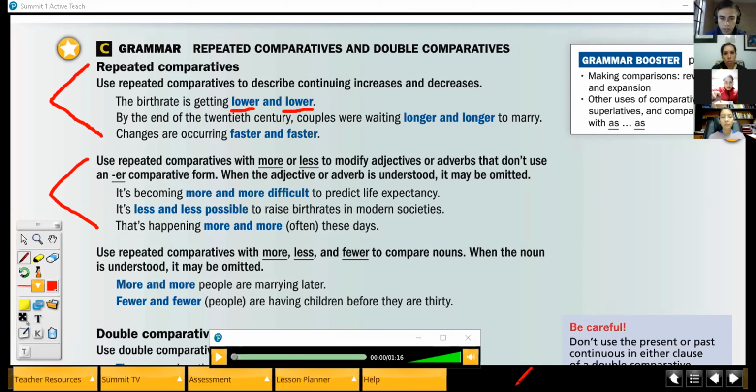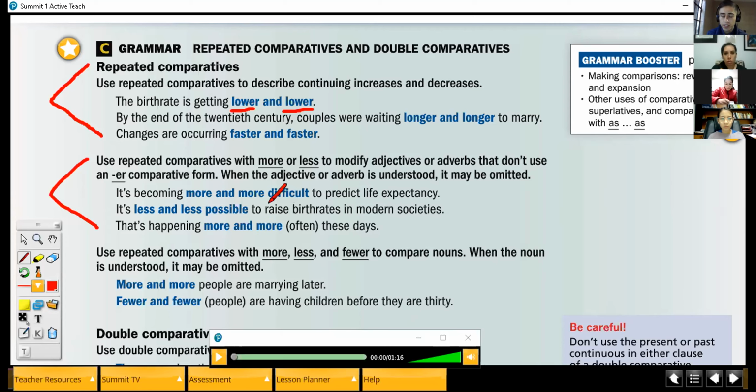Me. Right. Use repeated comparatives with more or less to modify adjectives or verbs that don't use an er comparative form. When the adjective or adverb is understood, it may be omitted. It's becoming more and more difficult to predict life expectancy. It's less and less possible to raise birth rates in modern societies. That's happening more and more often these days. Right. Thank you.